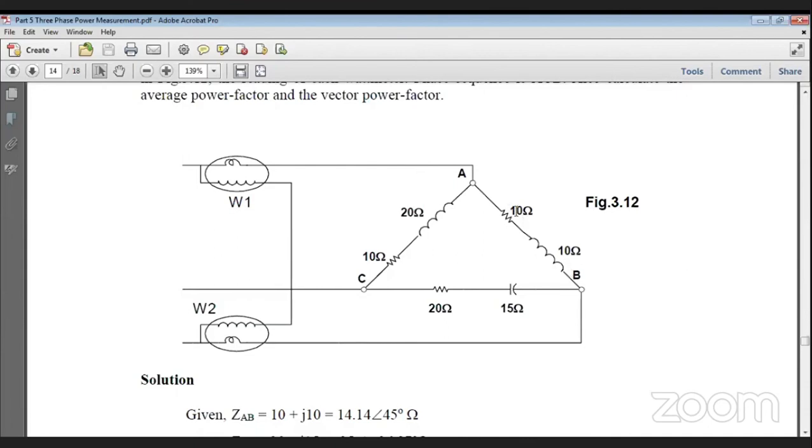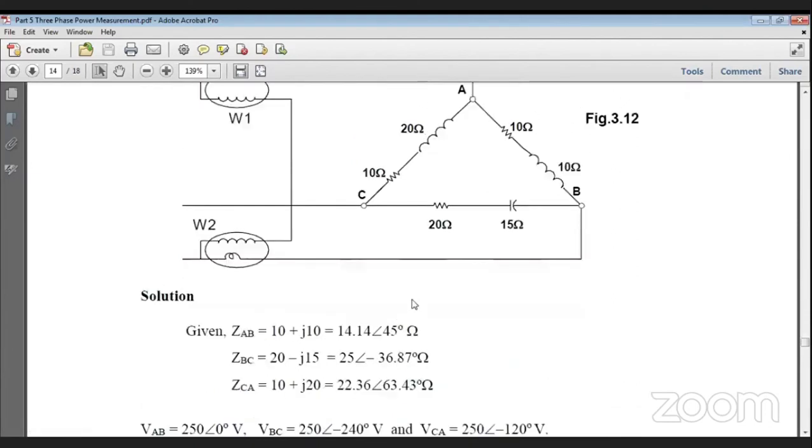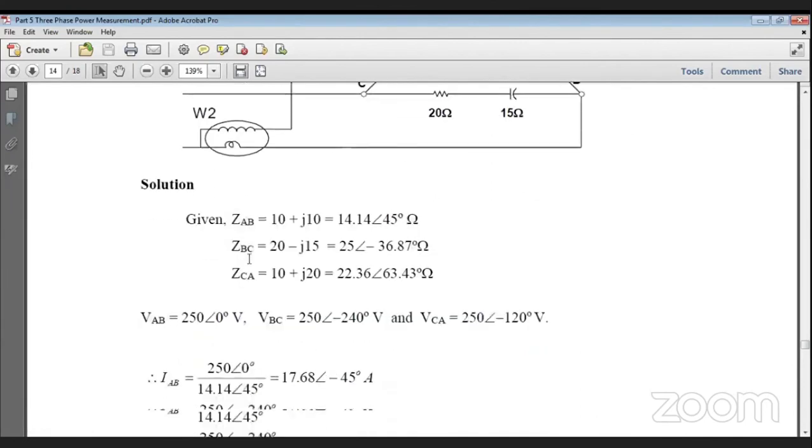Write down the voltages, write down the impedances, and calculate the currents as voltage divided by impedance, just like this. See AB: VAB is this, ZAB is this, so IAB is simply the division. Then what is the power? VAB into IAB and the angle between these two. Similarly, VBC and IBC. Similarly, VCA, this one, and ICA.